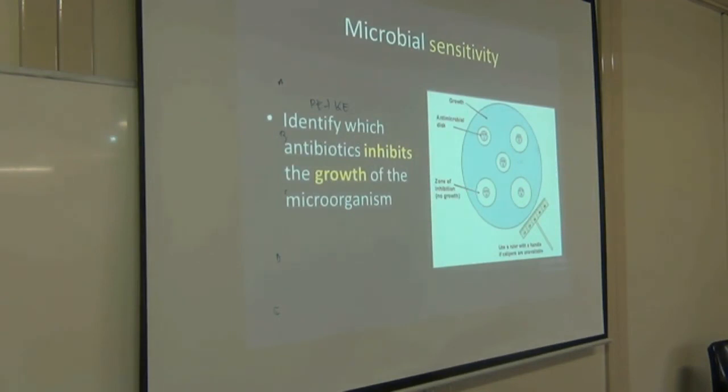So they look at the zone of growth inhibition. Sometimes you will see bigger and smaller zones. The smaller zones are the antibiotics that are not so good at stopping the growth. The bigger zones are the more potent antibiotics.